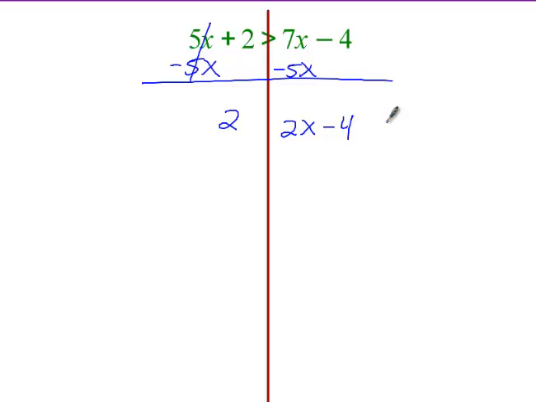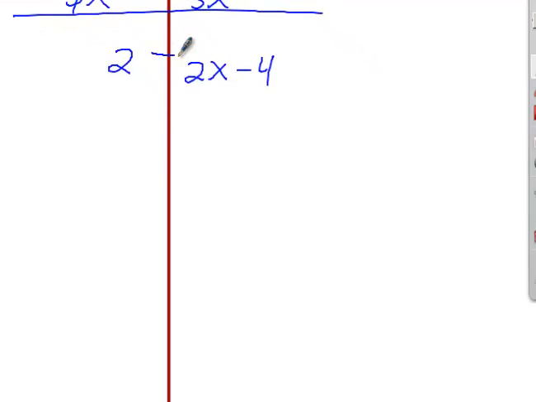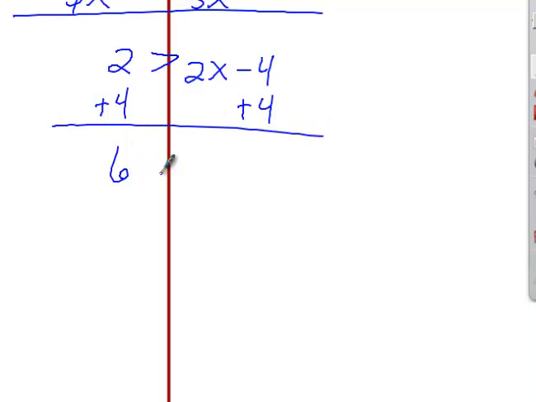Now, when you solve an inequality, you have to ask yourself at every step, did I multiply or divide by a negative? So here I subtracted. Is that multiplication or division by a negative? No. So my sign stays exactly the same. Now I want to get x by itself, so I'm going to add 4 to both sides. 2 plus 4 is 6. Did I multiply or divide by a negative? No, I added, so the sign does not change. And that leaves me with 2x.